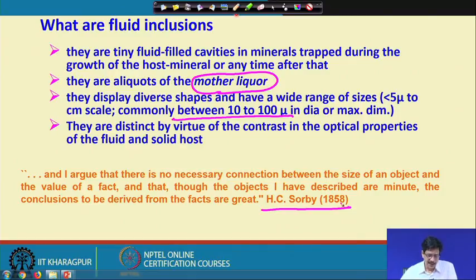So, Sorby said, and I argue, that there is no necessary connection between the size of an object and the value of a fact, and though these objects are minute, the conclusions to be derived from the facts are great. Over the last 1.5 centuries, we have realized that what Sorby said is very right. We have generated enough information on fluid characteristics in different geological environments, from very low grade metamorphism to very high grade granulite grade metamorphism, and ore deposits of various sizes and metals, and we can address fundamental issues of earth processes through the study of these inclusions.